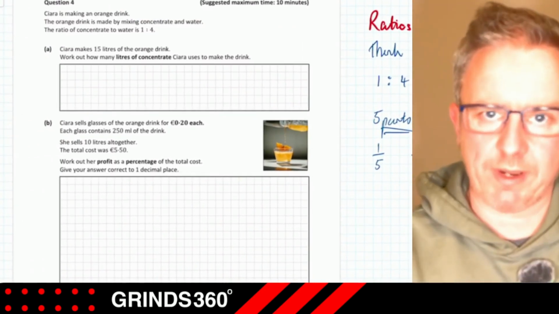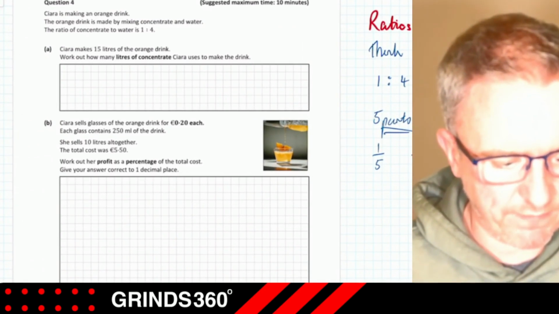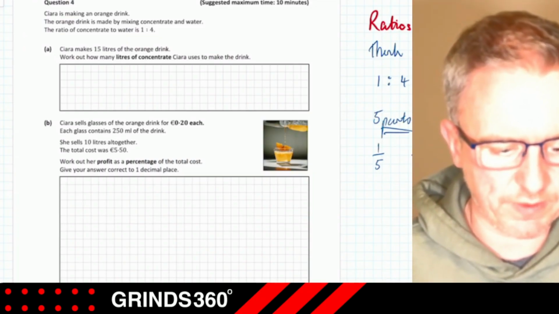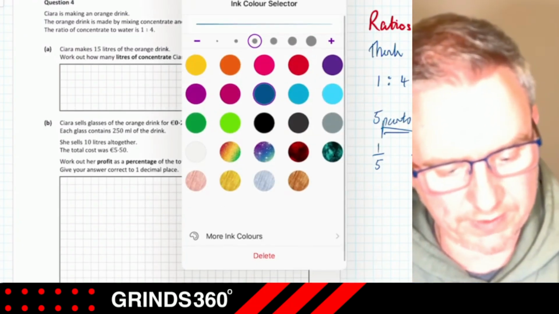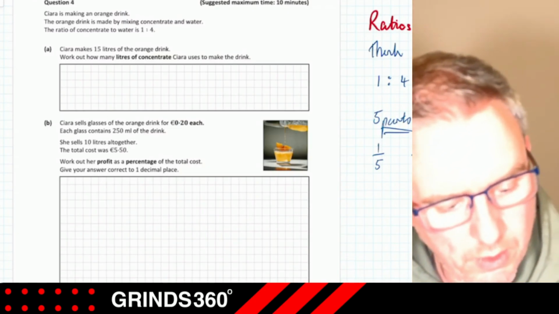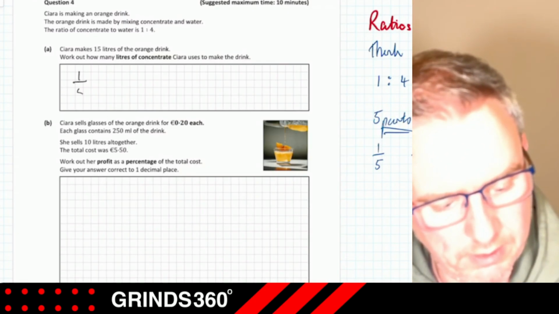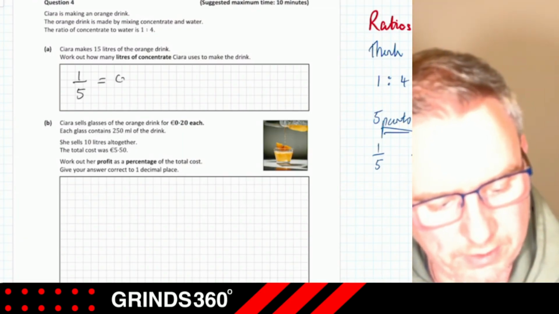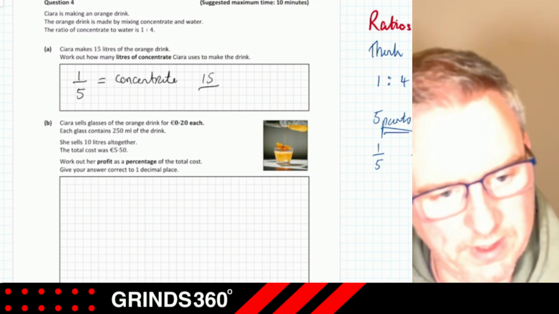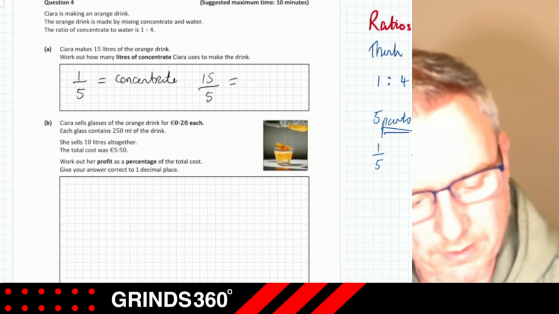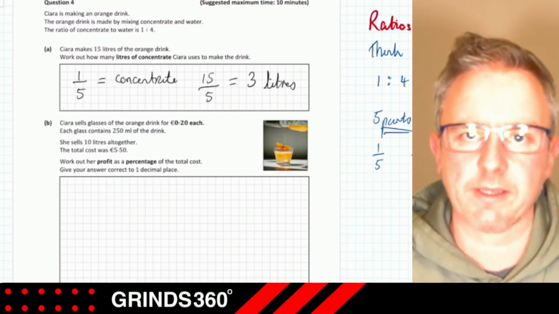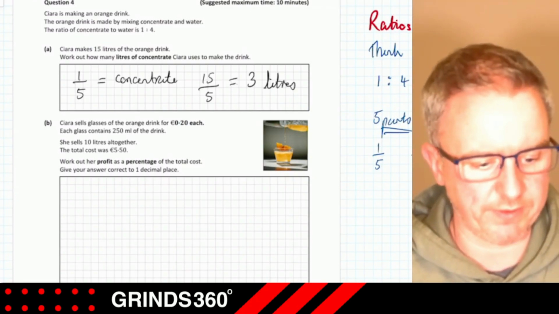Now, just make sure you're answering what's asked though. So it makes 15 litres of the orange drink. Work out how many litres of concentrate Kira uses to make the drink. So you're coming along and you're saying, if she ends up with 15 litres, 1/5 of that is concentrate. So all we're doing is saying 15 divided by 5, so 3 litres. In order to make 15 litres, she had to use 3 litres of concentrate.